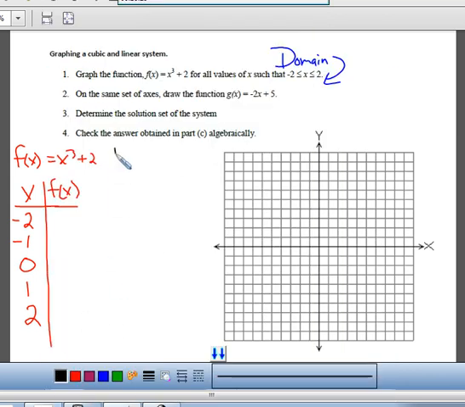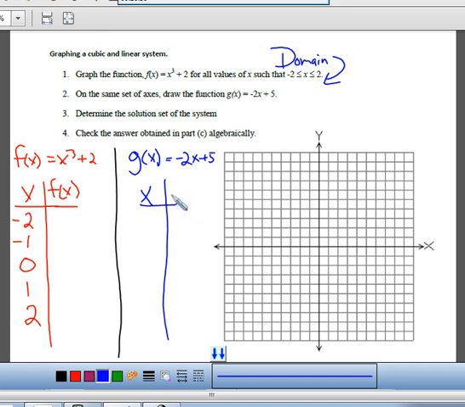Then you have your linear. This time they were nice and they left it in the proper form. So we have g of x is equal to -2x plus 5. So this time I'll give you a suggestion for a domain. And your domain is going to be -2 all the way up to 4. So this domain is just one that I gave you.